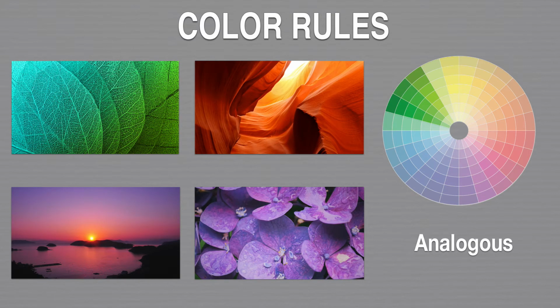The analogous rule is a rule where you choose colors which are made up of the colors nearest to your chosen color on the wheel. You can choose lighter or darker shades of any of the colors. This scheme is often found in nature and is easy on the eye and creates a peaceful and comfortable mood.